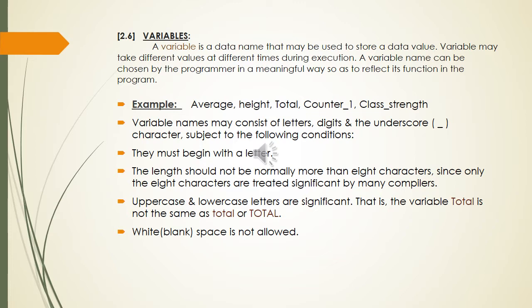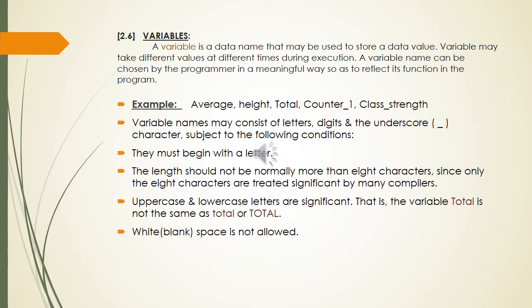For example, average, height, total, counter_1, class_strength. These variable values can change during the time of the execution. It means the user is entering a different value at different times and getting a different output.